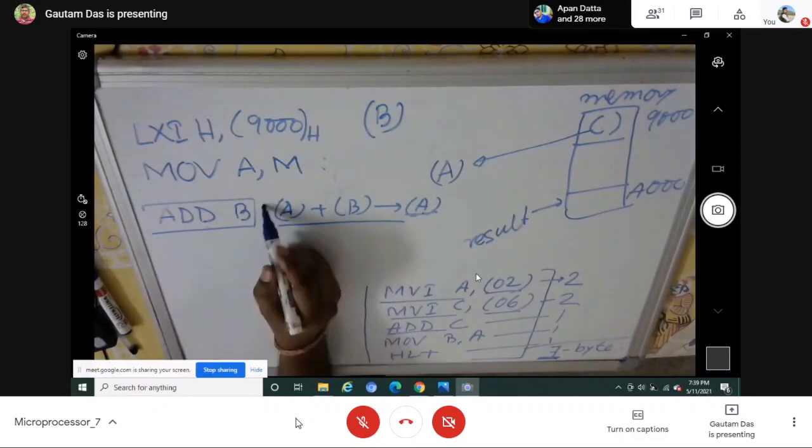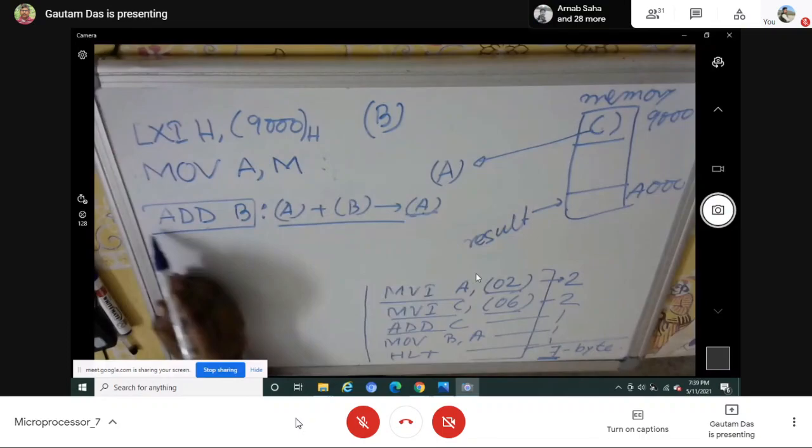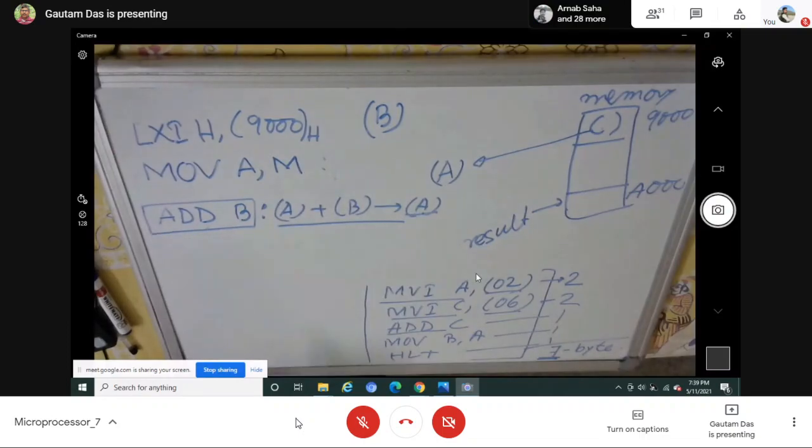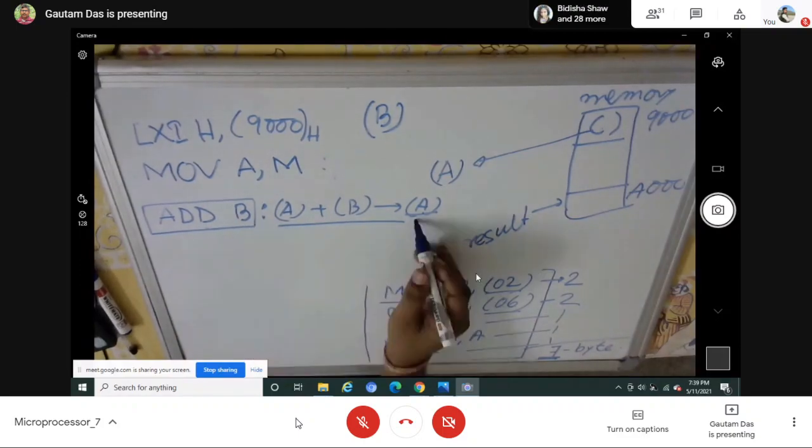Here I have written what operation this instruction will do, after this column. This is not the instruction. The instruction is this. What is the function of this instruction? That I have written: A plus B and the result will be stored at A.